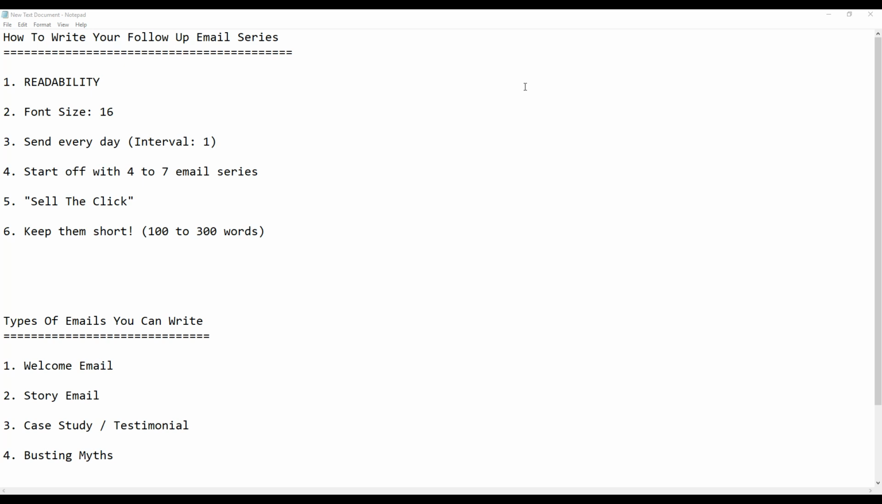When it comes to writing an email series, it's got to be purposeful and intentional. So in no particular order, we'll go through each of it step by step, okay? The first and foremost thing here is readability. Very, very important. Now, when most people start writing their email series, they just leave it as default. Well, nothing really wrong with that, but check this out.